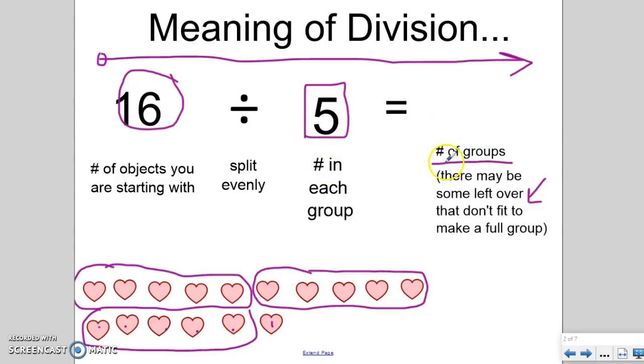So what my answer is going to tell me is how many groups I can make. Well, I can make 1, 2, 3 full groups of 5. But then I have this one left over, and again, that's called the remainder. So we write that with a remainder of 1. And so you can see I have 3 groups of 5 with 1 left over.